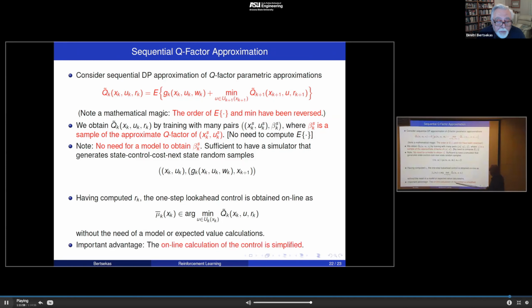Another thing to note here is that to calculate online the control to be applied, you have to minimize over these Q factors. You don't have to do the standard minimization that involves forming expectation and so on. The calculation of the suboptimal control offline is greatly simplified. That's another great advantage of working with Q factors as opposed to cost functions.